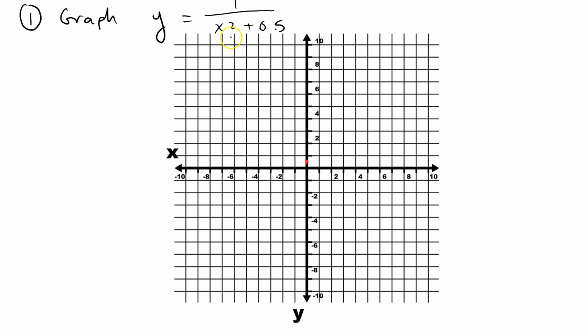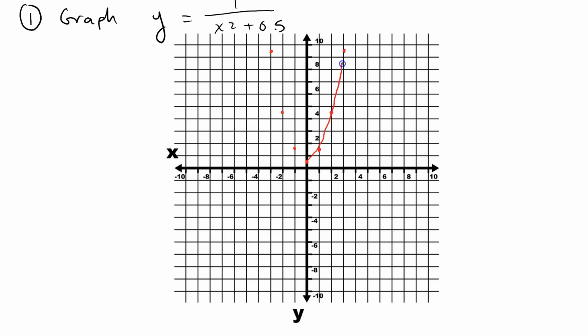And there's no stretch factor, so I go over 1, up 1, over 1, up 1, over 2, up 1, 2, 3, 4, and over 3, up 9, so we're at 9.5. So we're just shifting everything up by 0.5. So I'm going to graph it.